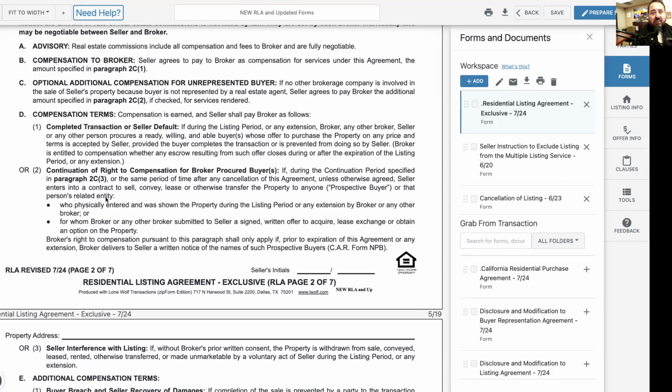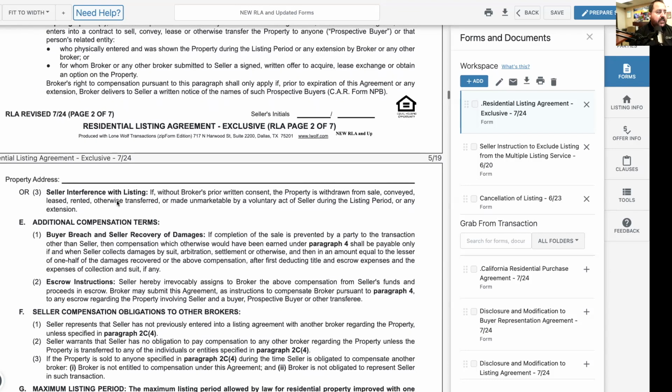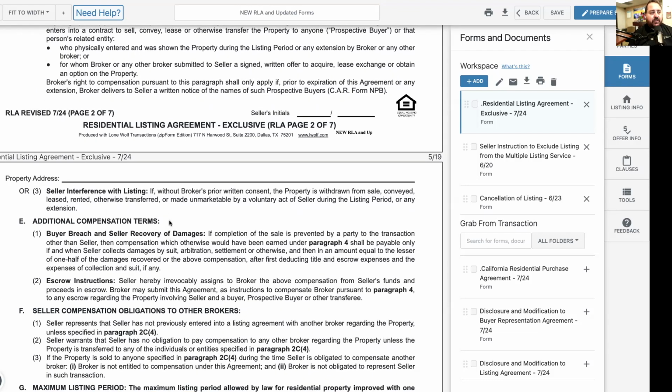If the seller defaults, the broker could still have the right to get paid, right? The seller does something to make the property unmarketable. They cancel for no reason. Whatever it is, you get in a transaction, the seller screws it up. It's the seller's fault. They could owe you compensation for that. The continuation of right of compensation, we just talked about that in the cancellation right, where we put in the contract either the 30, 90, or 180 days. If they sell to one of those people that was on that list, that prospective buyer, they would owe you compensation.